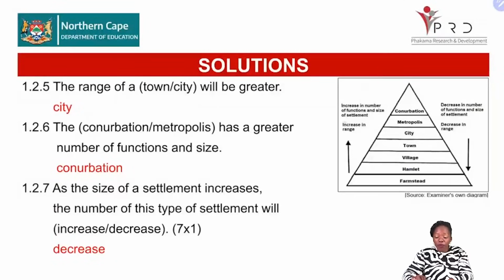So the number of functions as well as the size of a settlement increase in range, and then there is a decrease in the number of functions and size of a settlement as well as a decrease in rates. So as the size of the settlement increases, the number of this type of settlement will decrease.